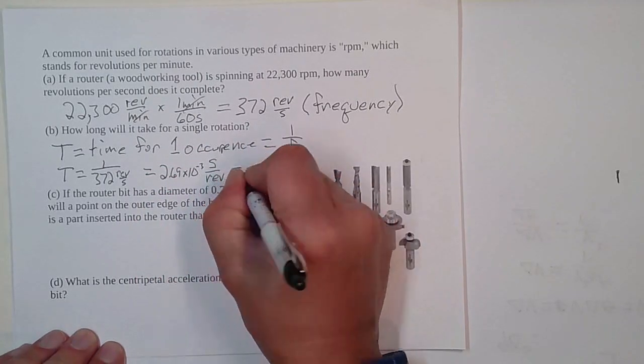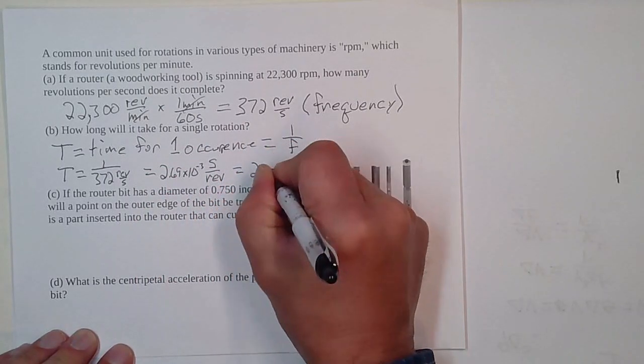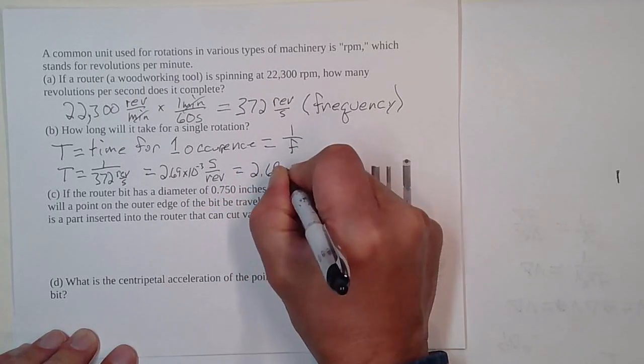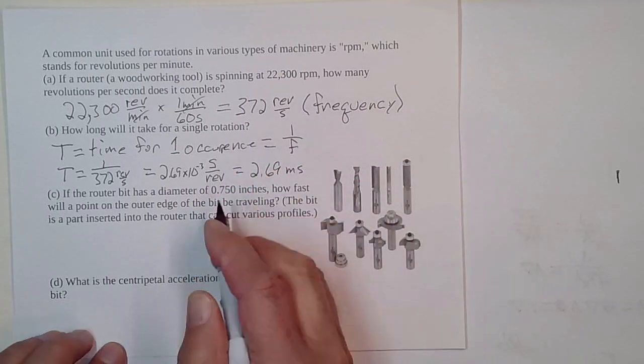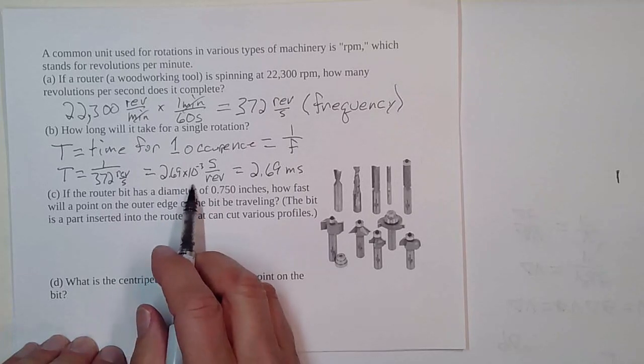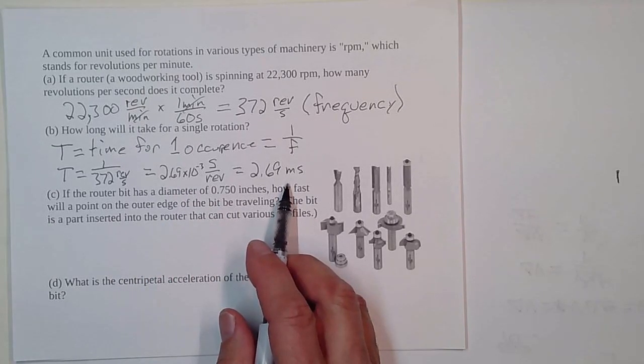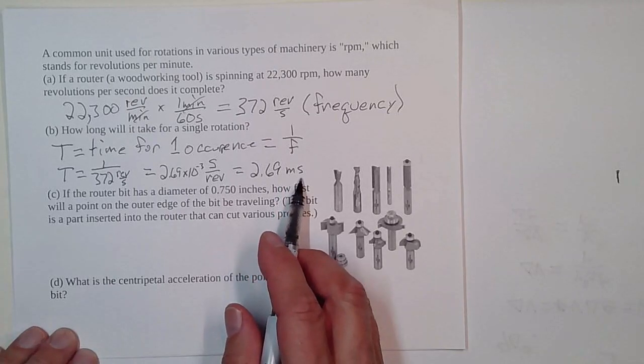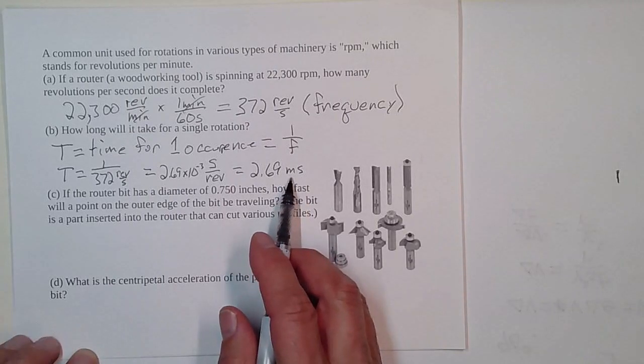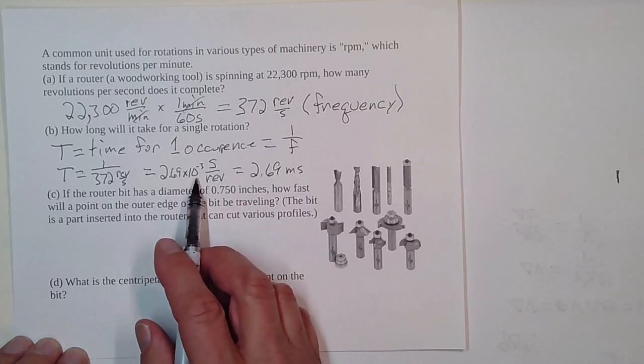And a way to write that is 2.69 milliseconds. In the metric system, 10 to the minus third is what we use for milli. In this case, it's a prefix to the actual unit, which is seconds, and the metric prefix 10 to the minus third is milli.